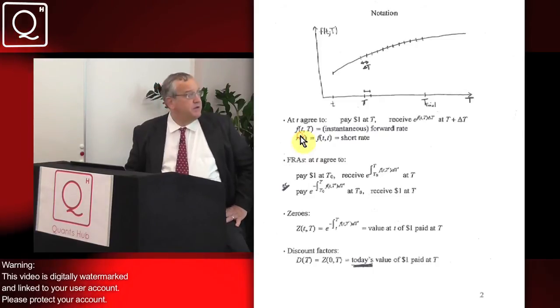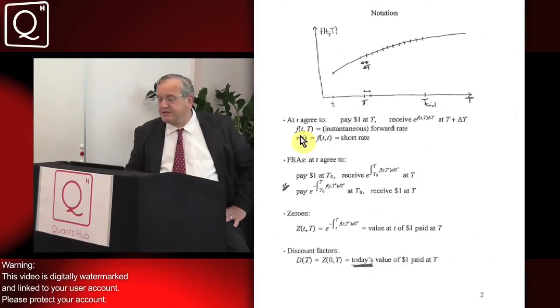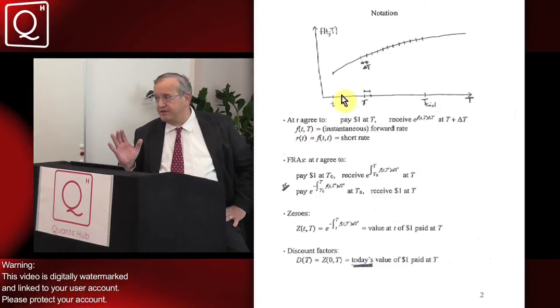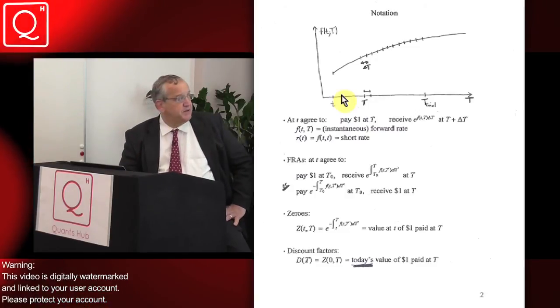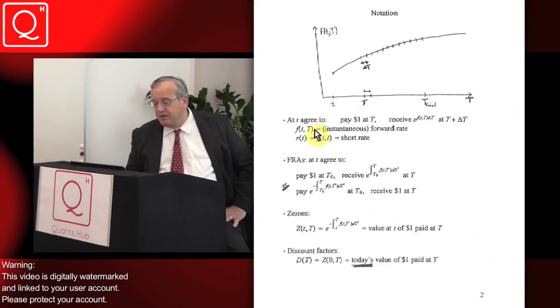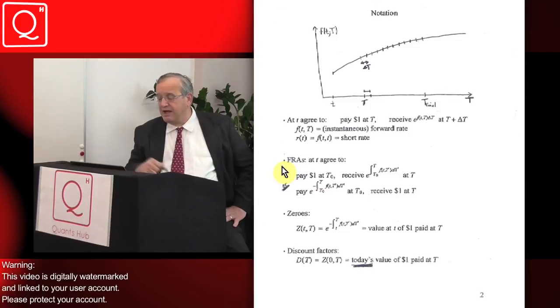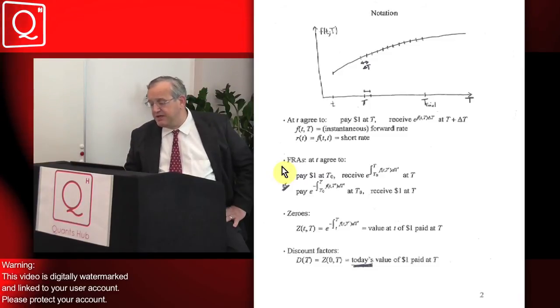Now, suppose for a moment that we knew the entire instantaneous forward rate curve for all the maturities capital T. Okay. Well, then we can do a lot of fixed income deals. For example, in a forward rate agreement, well, we're sitting here at this date little t in the future, and I agree to loan you out $1 at the start date of the deal, T naught, and you'll pay me back at some end date of the deal, say T sub F.